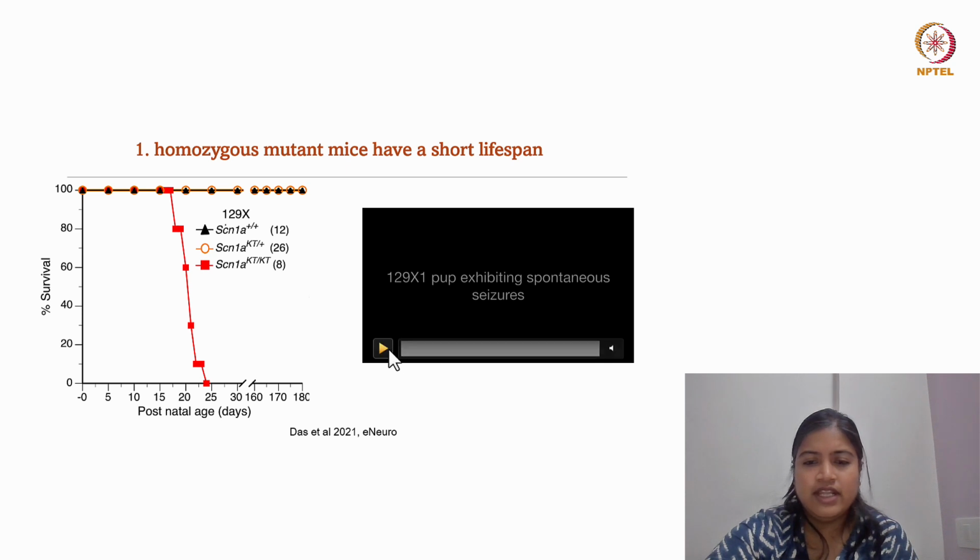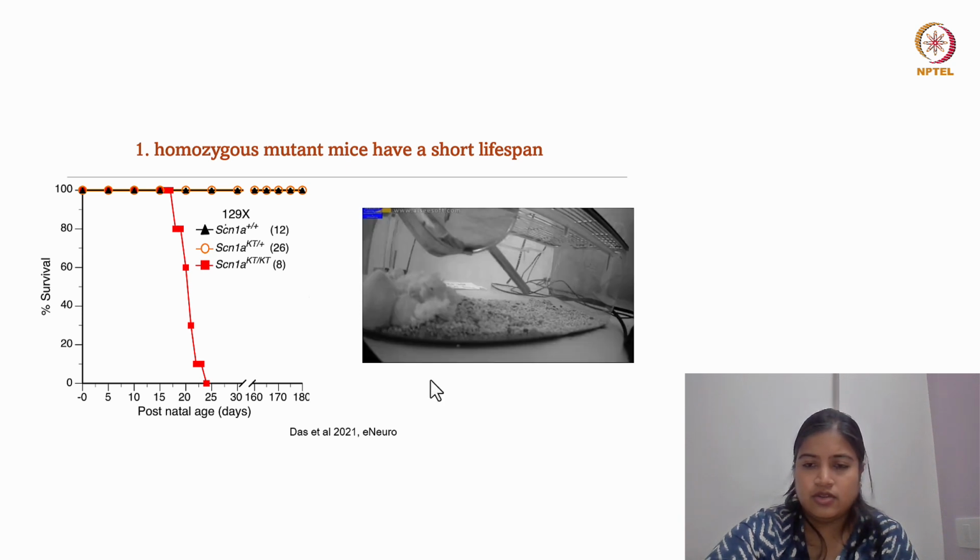We found that the homozygous mice were dying after having violent seizure episodes. Here is a video to show that a small homozygous mouse is having a seizure episode, and then it goes into tonic-clonic seizures.